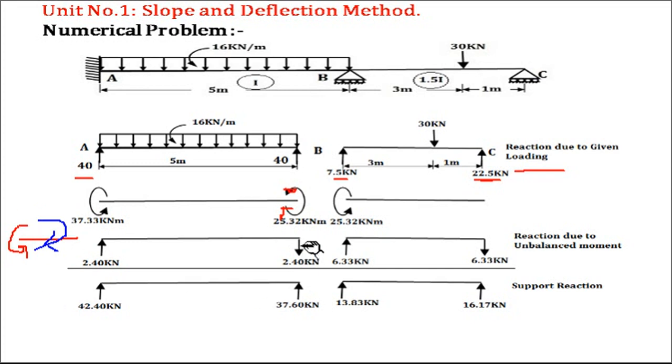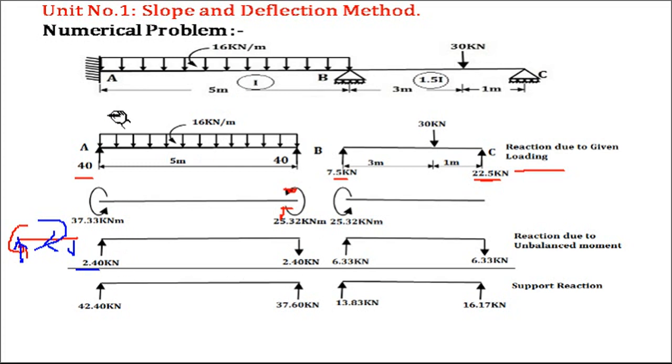Suppose if you see here the reaction, it will rotate the structure in clockwise direction. Okay, so here it will be downward and here it will be upward. Or if you are not getting where the unbalanced moment is, here you show the reaction upward and to the next end or next joint you show it downward. So this reaction due to unbalanced moment is 37.33 minus 25.32 divided by length 5. So we'll get the value 2.40.